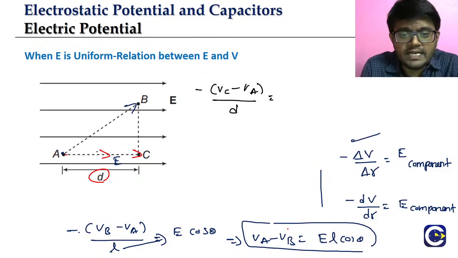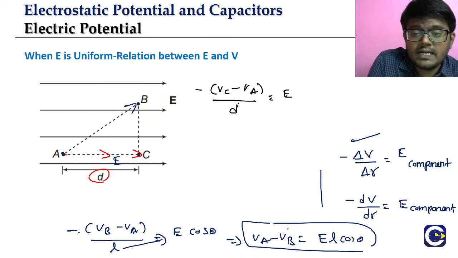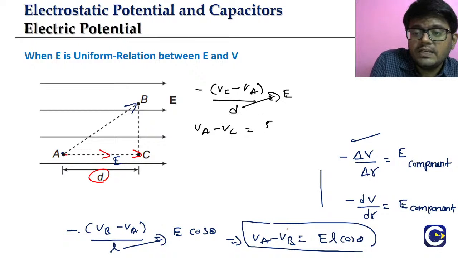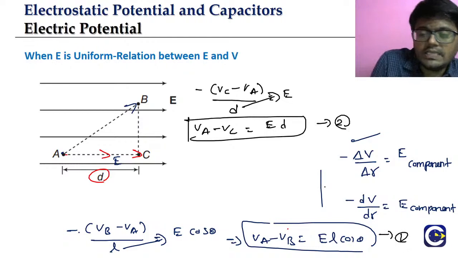So we are moving in the direction of the electric field, which means the electric field component is E, the total electric field value. Now, on the D side, the minus of VC minus VA means VA minus VC, which equals E into D. So take this as equation 2, and the earlier one as equation 1.